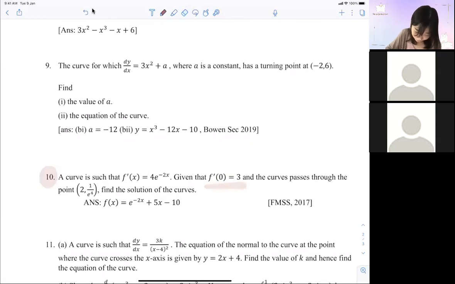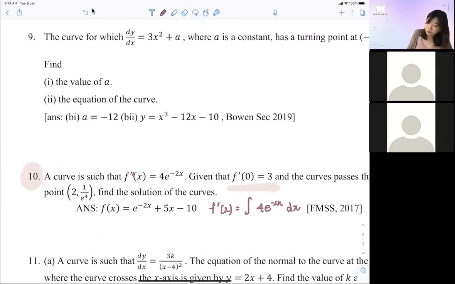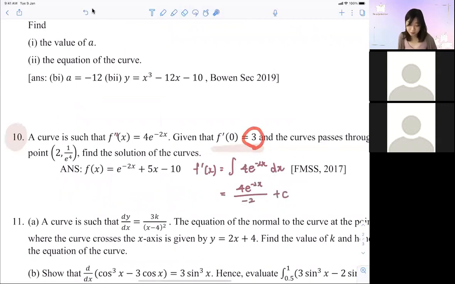Oh, f double prime x. Sorry. This one. Okay. So you have to differentiate 2 times. F prime x, you integrate first. And then one more time. Okay. So we can integrate: copy the whole thing, divide by differentiate of the power, plus c. Okay, then you can find for c.